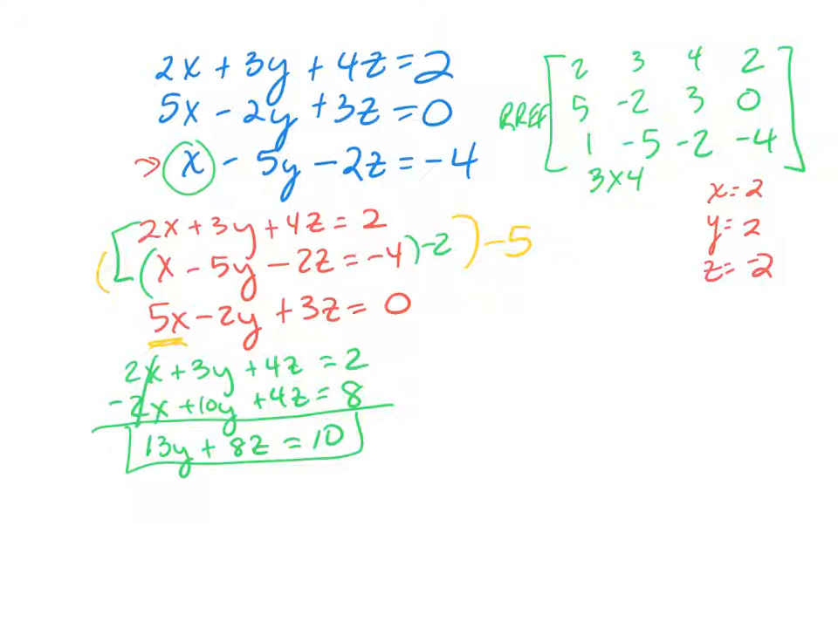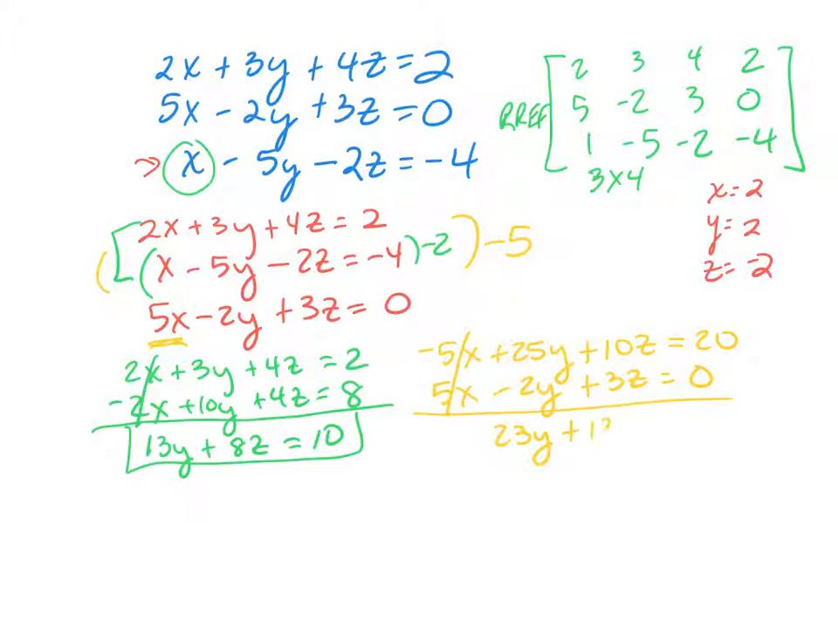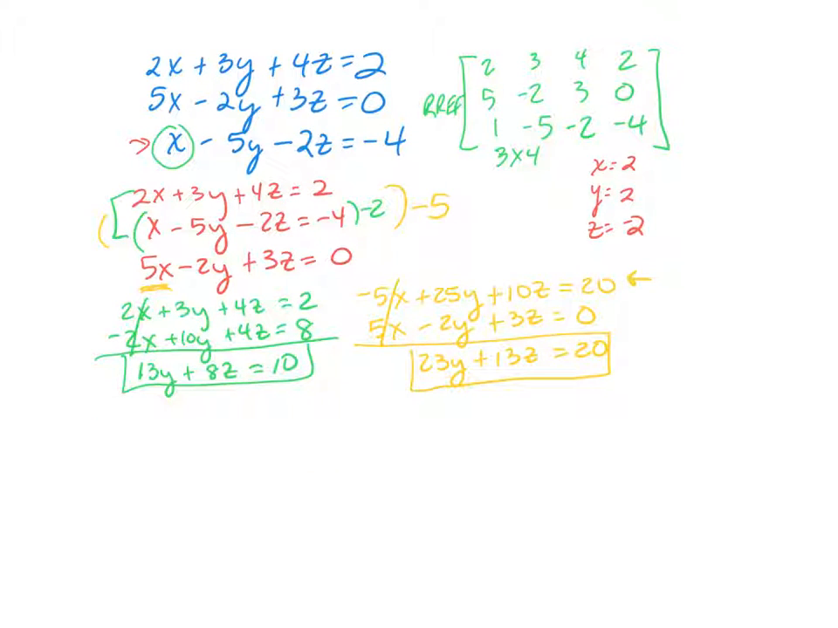So I'm going to have -5x plus 25y plus 10z equals 20, and 5x minus 2y plus 3z equals 0. And when I add those together, the x's bite the dust, and I get 23y plus 13z equals 20. Now, these two equations right here, this one and this one, had y's and z's. So this ends up being what we did last week for elimination. We're going to put those together.